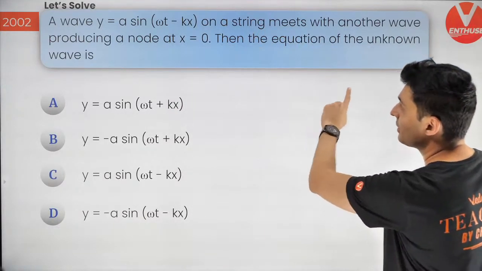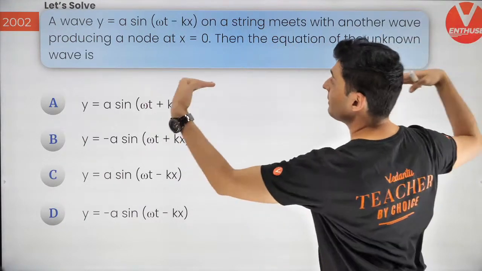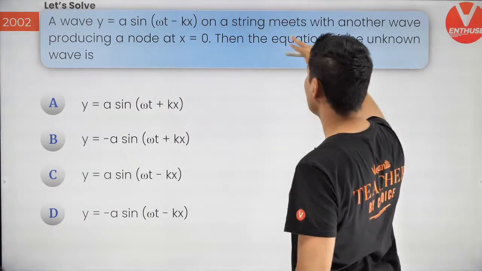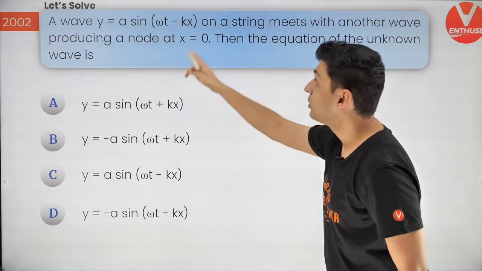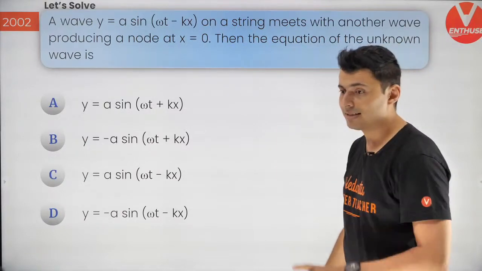Okay. Next and last few questions. This is a wave equation and there is another wave going in the opposite direction. It produces a standing wave. It was a 2002 question. Then find the equation of the unknown wave to produce that standing wave with a node at x equals 0. Come on, let's see how many of you do this.